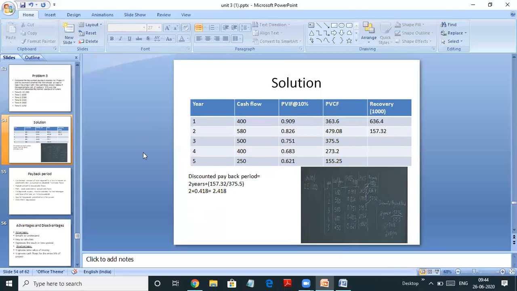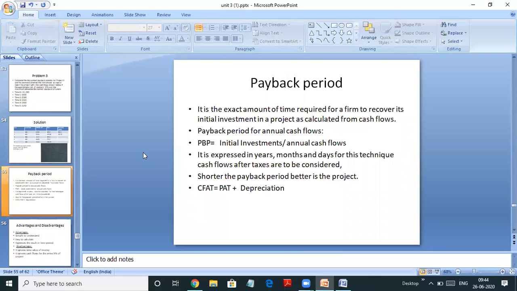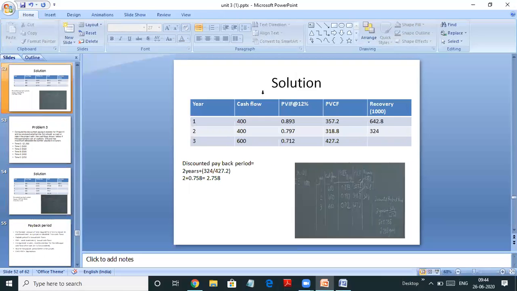So this is how you have to solve the discounted payback period problems. In the next session, we will discuss the payback period problems. So thank you. I hope you have understood the IRR, annuity and the discounted payback period problems.